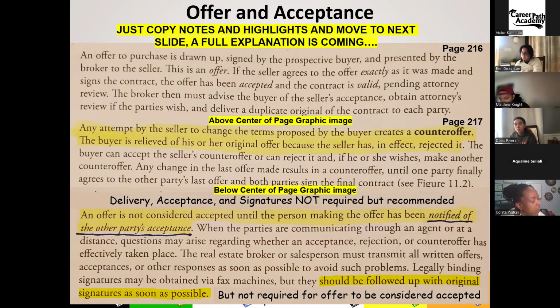Everybody have those notes, or is anybody still writing there? Still writing. Okay. Let me know when you're done. You can go ahead. I have a screenshot. Yep. Okay. Not rushing anybody.